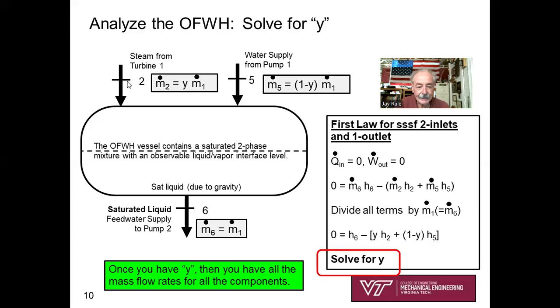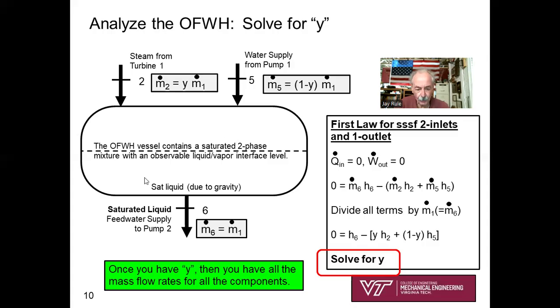Coming in here at state 2, m dot 2 is y times m dot 1. Coming into state 5, the water from the pump 1, m dot 5 is 1 minus y times m dot 1. Okay. Well, what's coming out? Well, m dot 6 is simply the sum of those two, and you can do the algebra to see that m dot 6 is m dot 1 because ultimately it's got to head to the boiler, which is m dot 1. All right, so there's a better sketch.